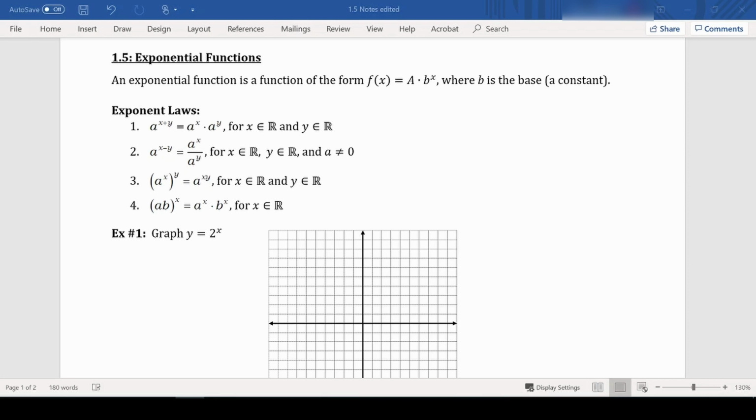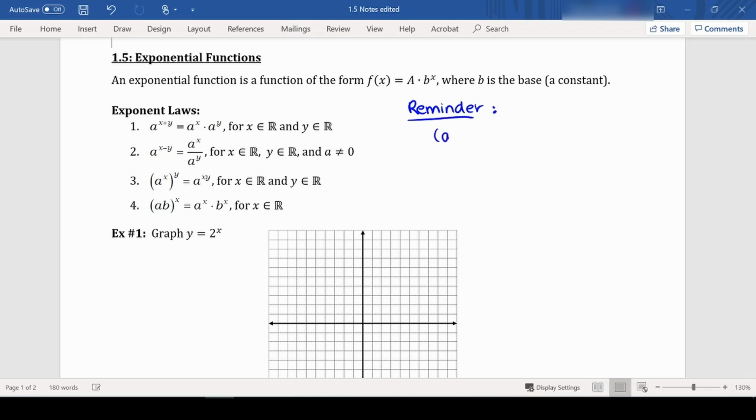An exponential function, a reminder, is of the form f of x equals a times b to the power of x, where b is the base, which is a constant. Your exponential laws, again, we refreshed these when we did radicals last chapter, so you can take a look at those if you need.